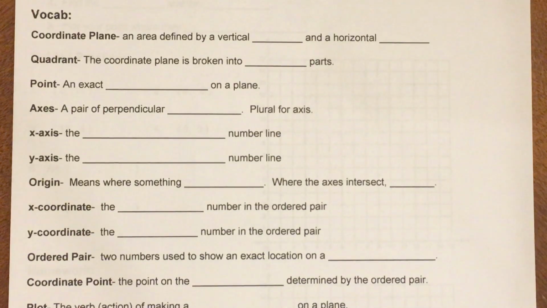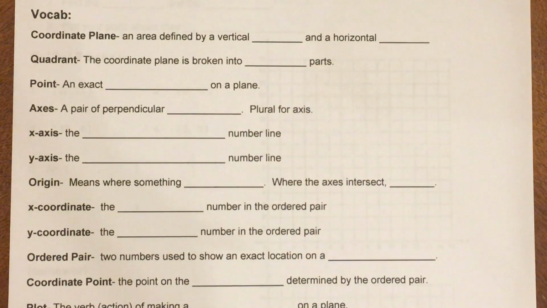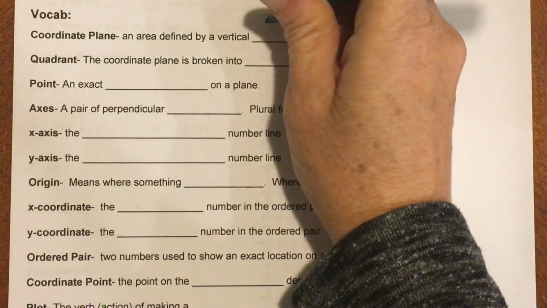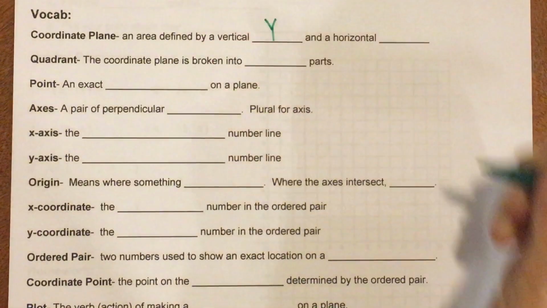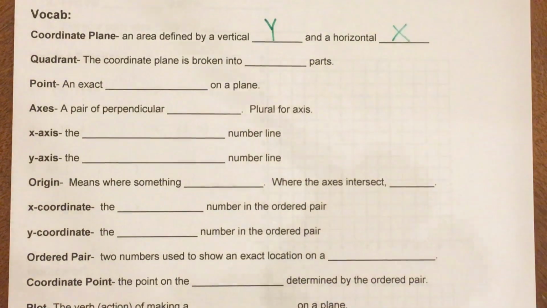A coordinate plane is an area defined by a vertical. Now, if you remember, vertical means this direction, up, down. So it's defined by a vertical Y and a horizontal X. After we look at this vocabulary, you're also going to see in the notes section a visual, and we'll put it all into the visual.